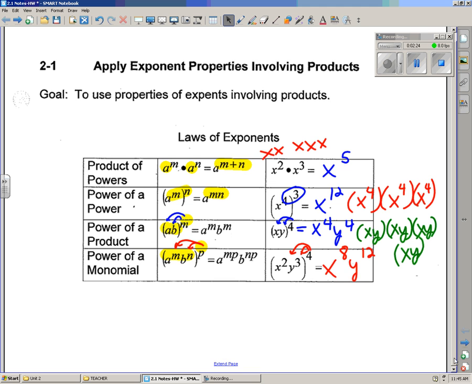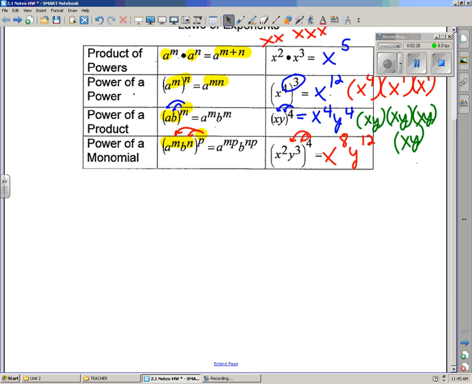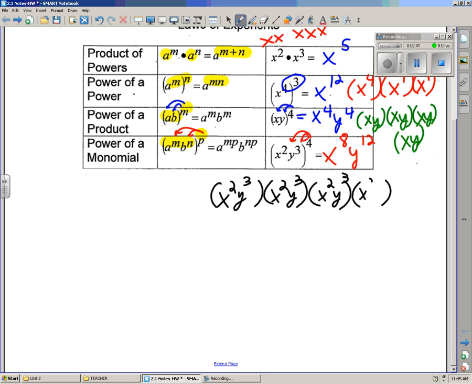Once again, you can always write this out the long way. I like to say, when in doubt, write it out. And if you were to write this out, I've got 4 parentheses, and in each parenthesis is x to the second y cubed. And when I write all that out, I can go back to my very first law, which says if I add up all the exponents for the x's, I'm going to get a total of 8. And if I add up all the exponents for the y, I'm going to get a total of 12. So x to the 8th, y to the 12th.